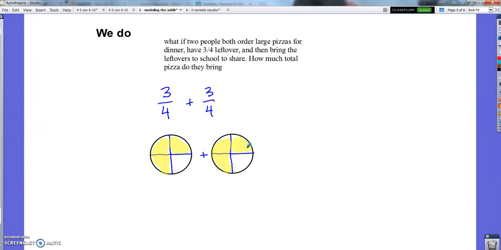And what you're probably noticing here is I have more than a whole pizza when I add these together, and that's okay. That can happen. So the first thing I would do is say, well, how many fourths is this? I have 1, 2, 3, 4, 5, 6 fourths, which is a strange fraction to write, but one way you can write the answer to this question is 6 fourths. 1/4, 2/4, 3/4, 4/4, 5/4, 6/4.